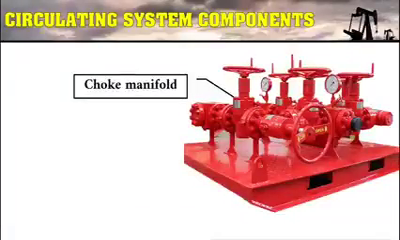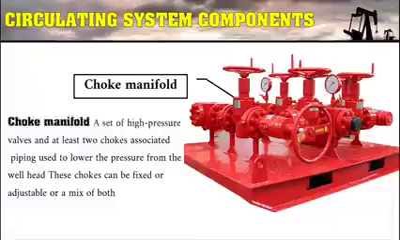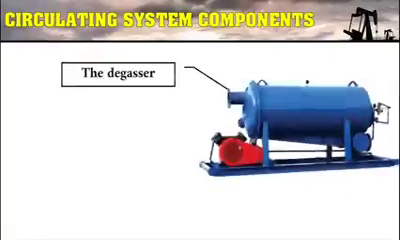Choke manifold. Choke manifold is a set of high pressure valves and at least two chokes and associated piping used to lower the pressure from the well head. These chokes can be fixed or adjustable or a mix of both. Choke manifold is typically located on the rig floor and provides flexible and variable flow control and well shut-in capability.